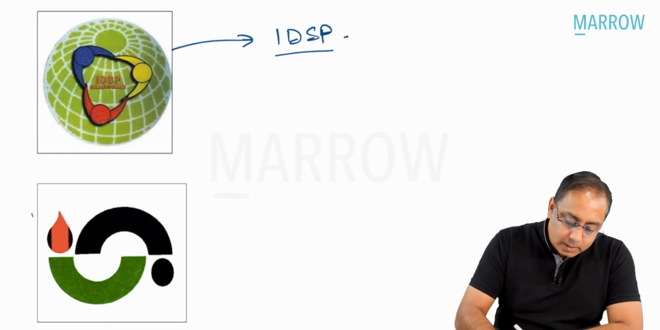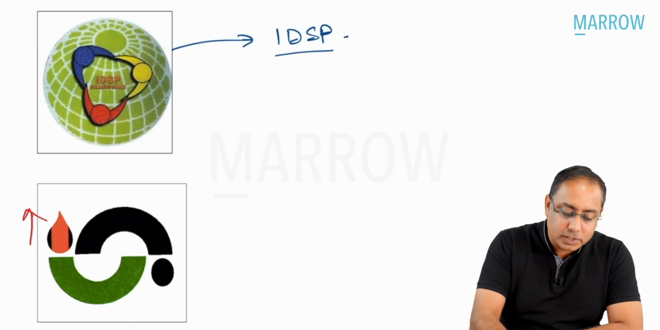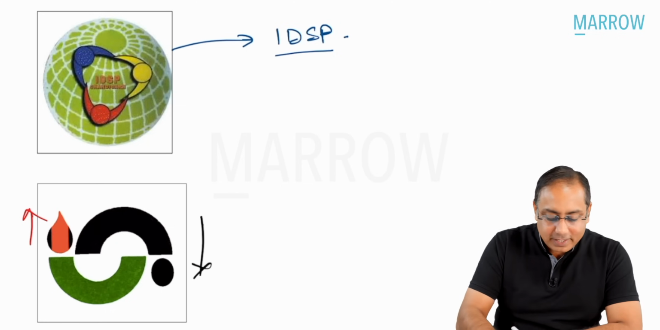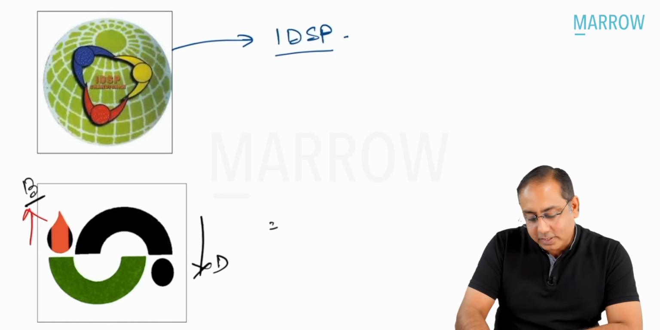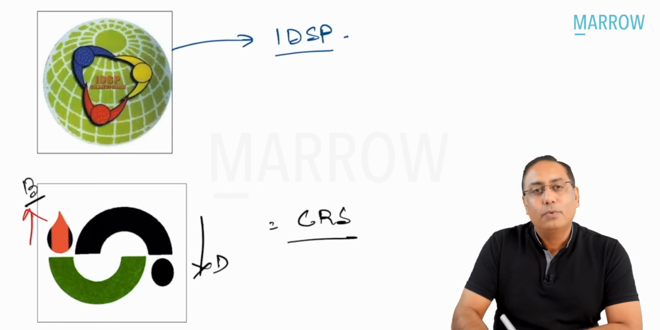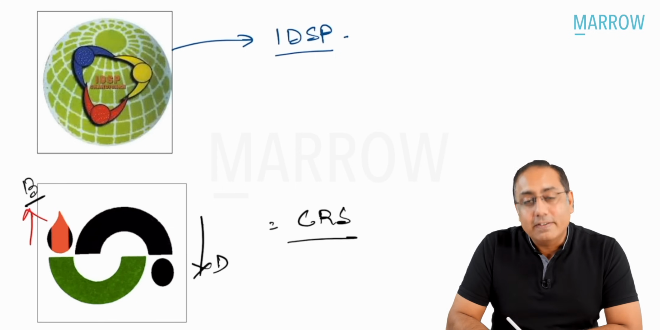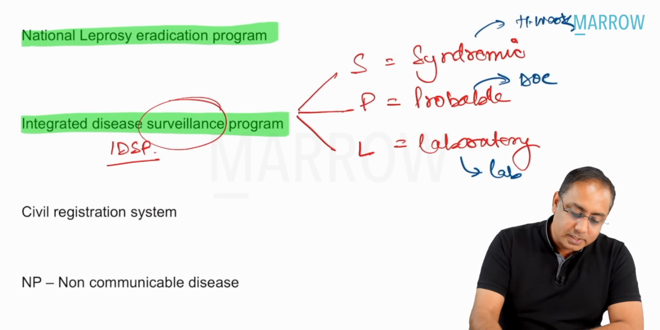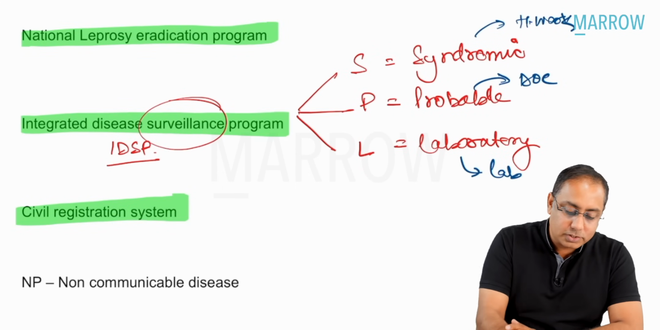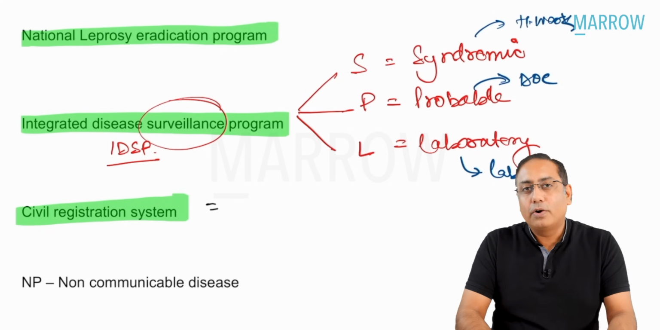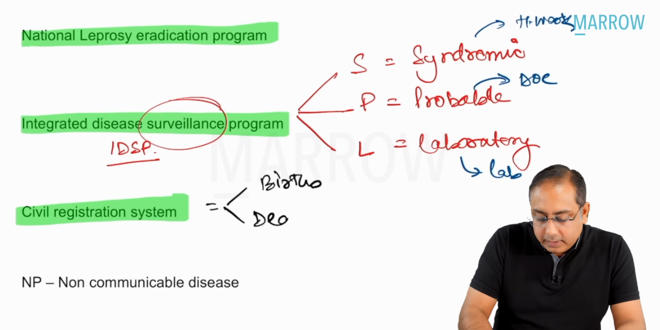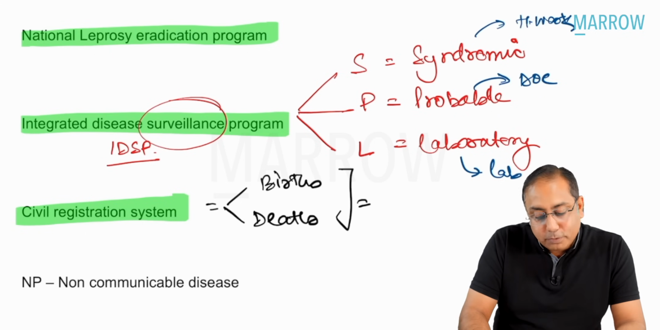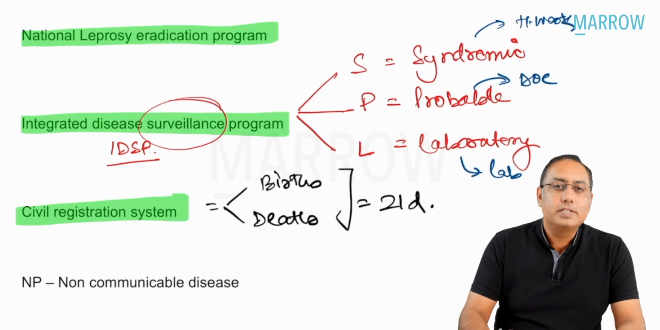What does this logo stand for? You can see something which is rising and something which is coming to an end. Rising stands for births and coming to an end is deaths. This logo stands for CRS. What is CRS? It is the Civil Registration System. It will take into account 2 things, the births and the deaths. Births and deaths both should be registered within 21 days, if you recall.